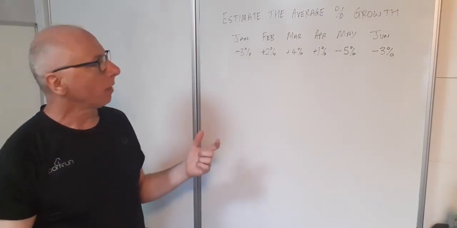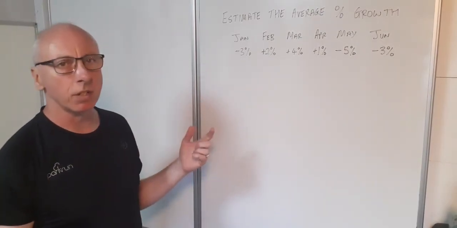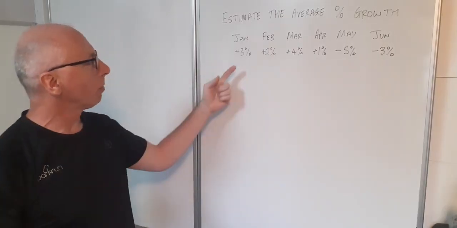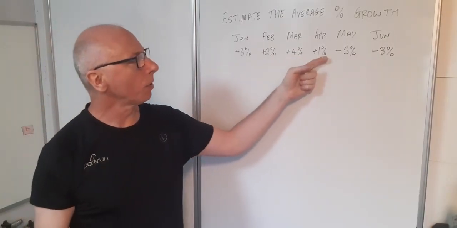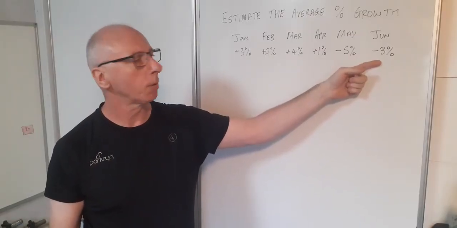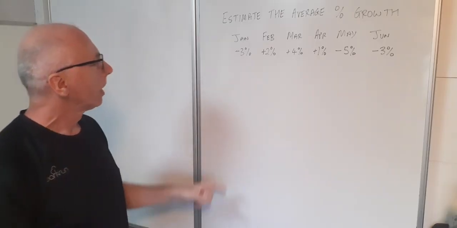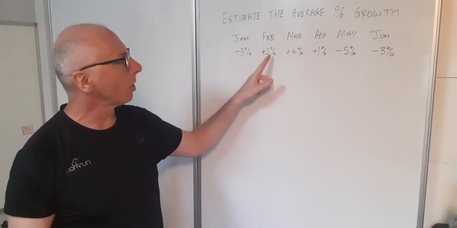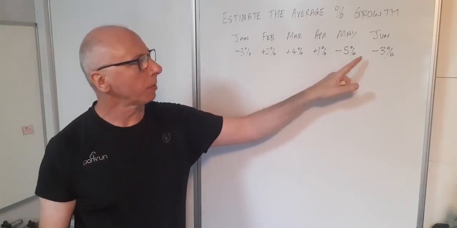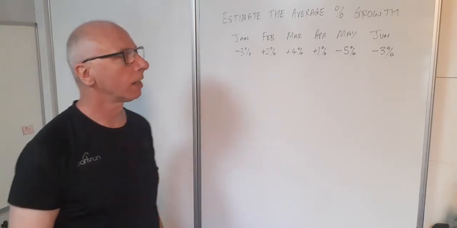So in this question here, we want to estimate the average percentage growth over a period of 6 months. And each month we're told the growth or the decrease in percentage of the value of a particular stock. January is down 3%, February up 2%, March up 4%, April up 1%, May down 5%, and June down 3%.